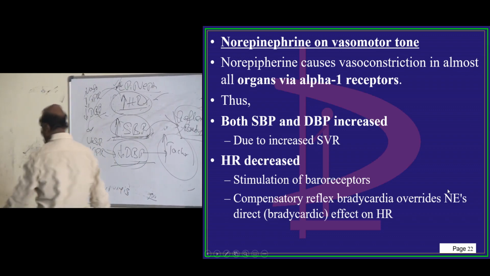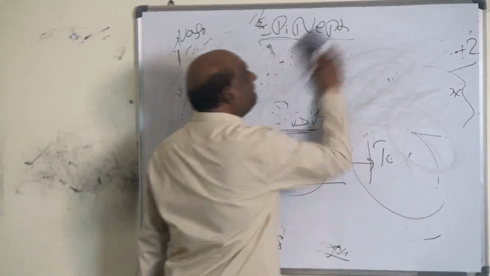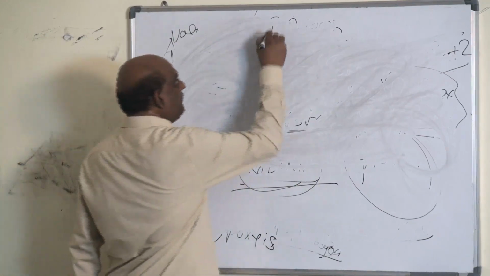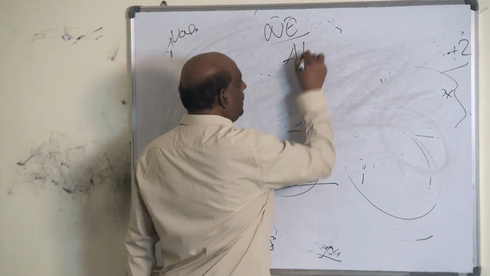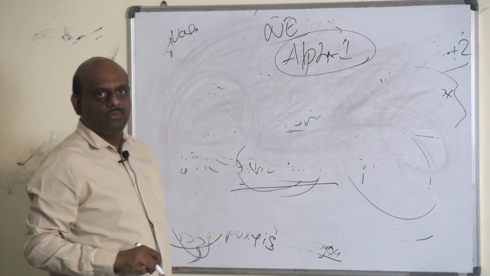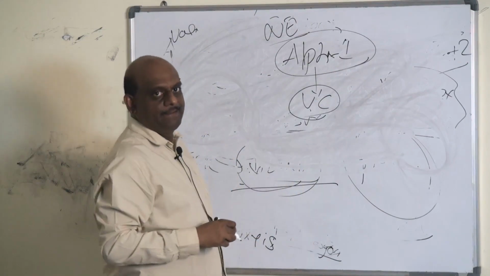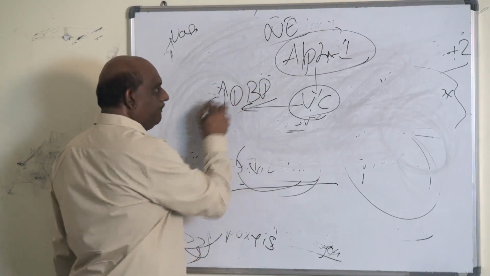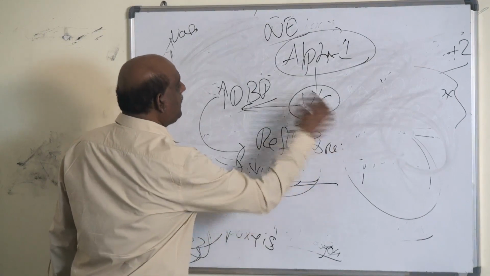So what happens with noradrenaline? Noradrenaline has a significant effect on alpha 1 receptors. Norepinephrine has a strong influence on alpha 1 receptors. This is what you need to remember. So because of this alpha 1 stimulation, it leads to vasoconstriction, and the intense vasoconstriction will increase the diastolic BP. Because of that, there is a reflex bradycardia, which is what you need to remember.